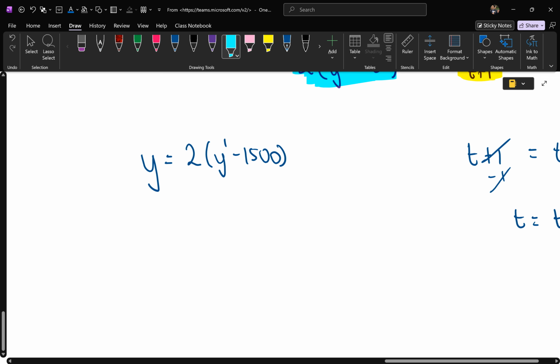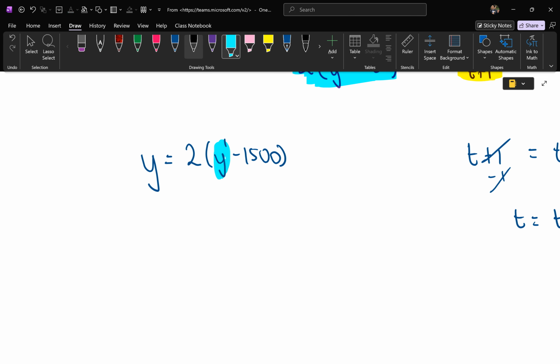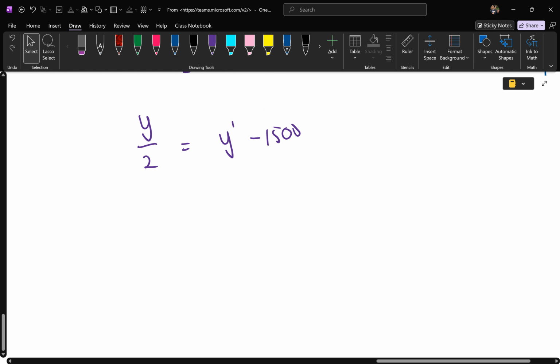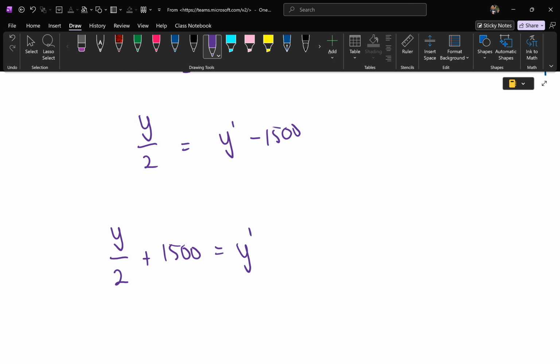Now, here in the vertical part, there are two parts here. Because remember, we're trying to find the transformation. So we're trying to work out what y dash equals to. You got two ways to do this. You can divide both sides by 2. So it's original y divided by 2 is equal to y dash minus 1500. And then add 1500 on both sides. So you can have this as your transformation.